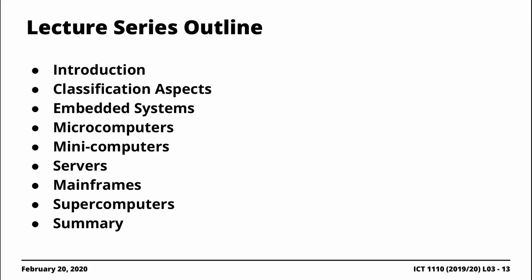Now we start our discussion in this lecture series. So this is the outline really. Now the introduction, I promise you grow tired of this. It's the usual introduction. And then we want to explicitly state the aspects that we're going to be discussing as we run through these different classifications of computer systems, or different types of computer systems that are out there.